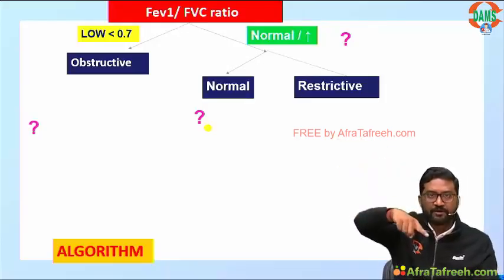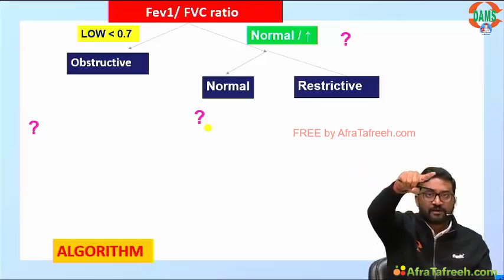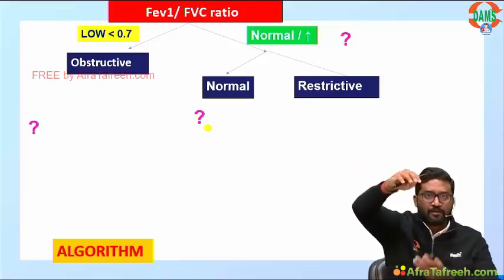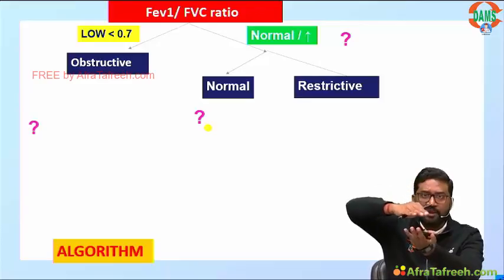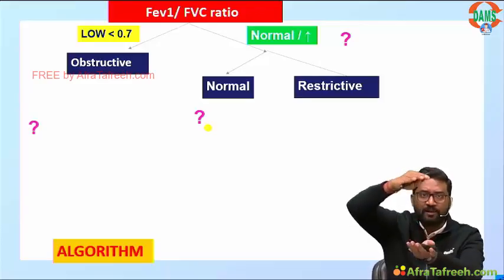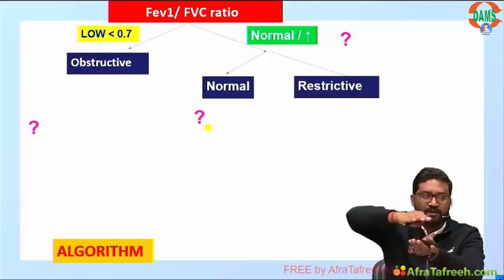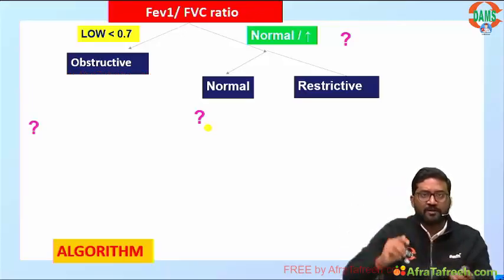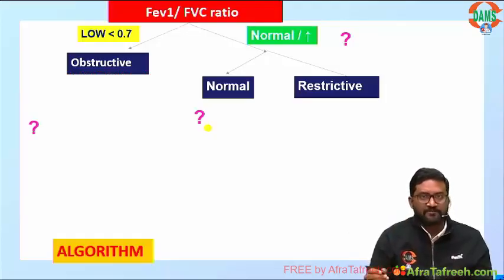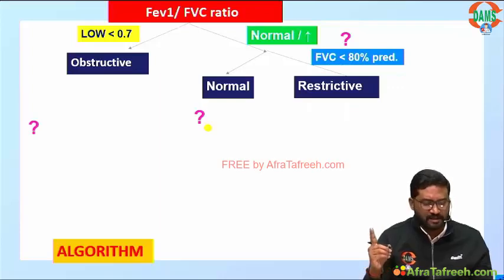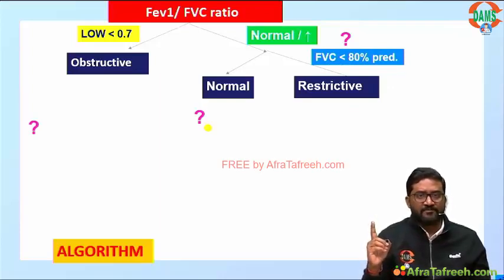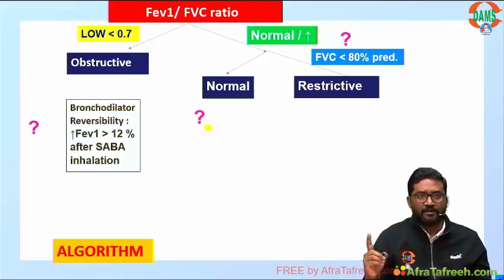Now somebody in the audience answer. How is restrictive lung different from normal lung? Normal lung is the normal size. Restrictive lung is small. So when do you call it a small lung? When FVC is less than 80%. By chance, if it is obstructive, next test, bronchodilator reversibility.